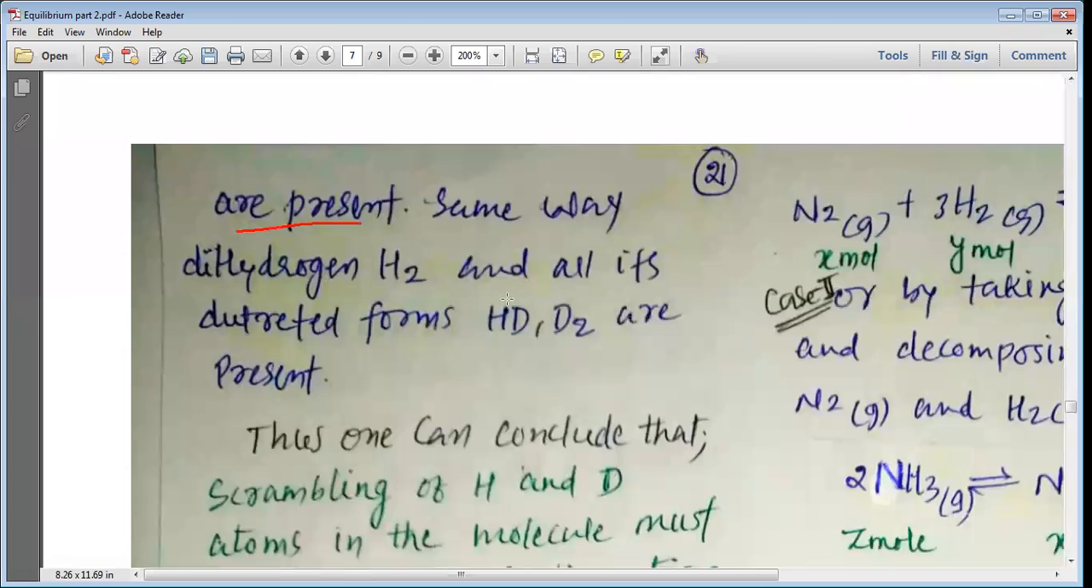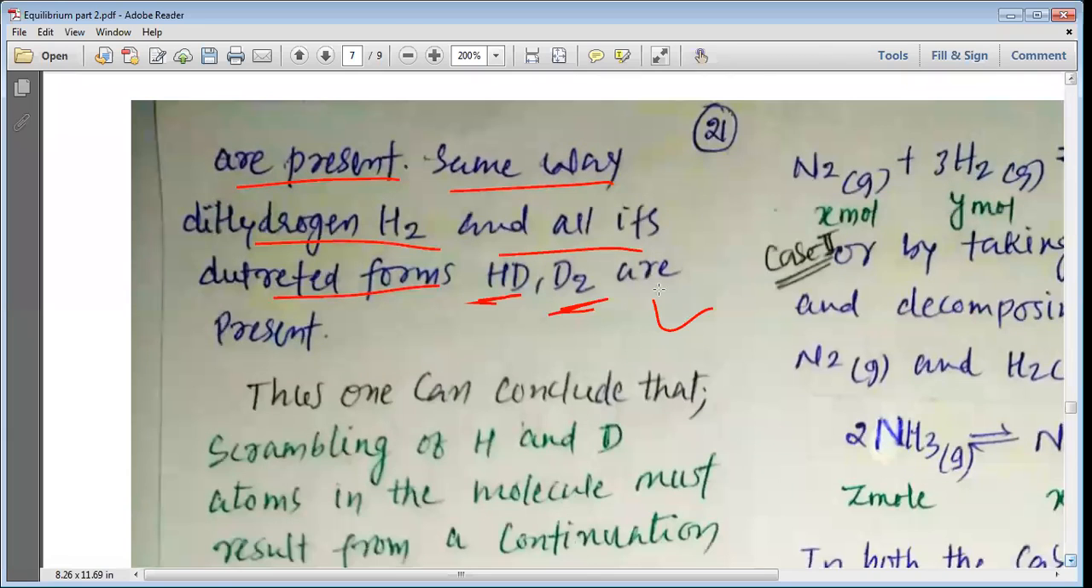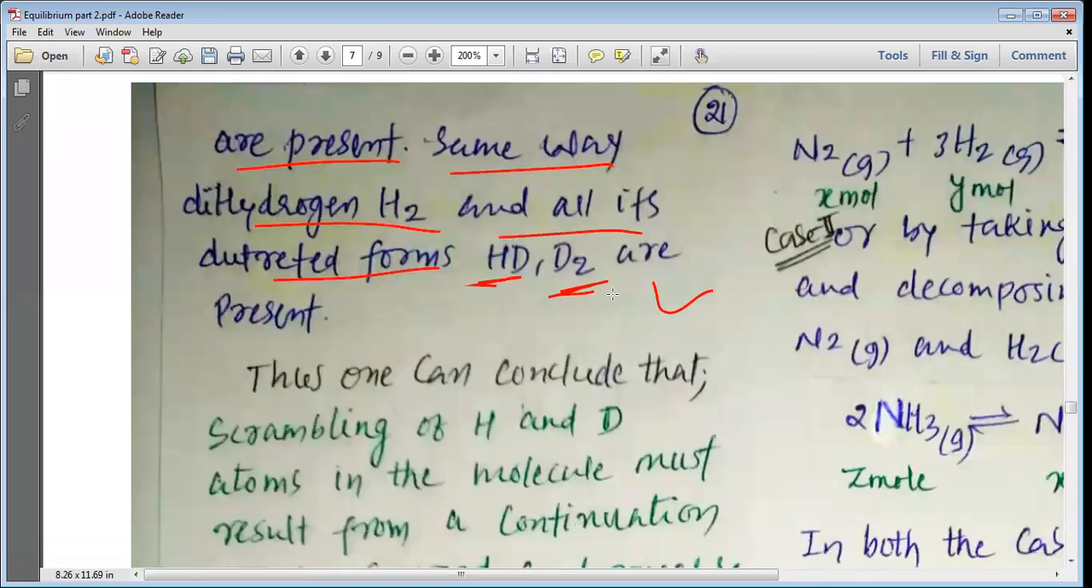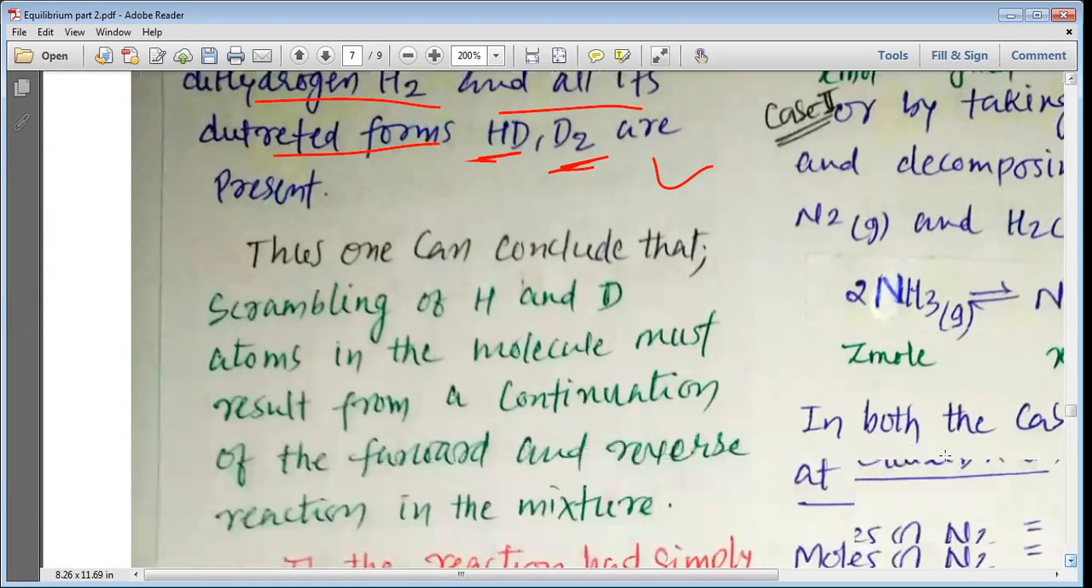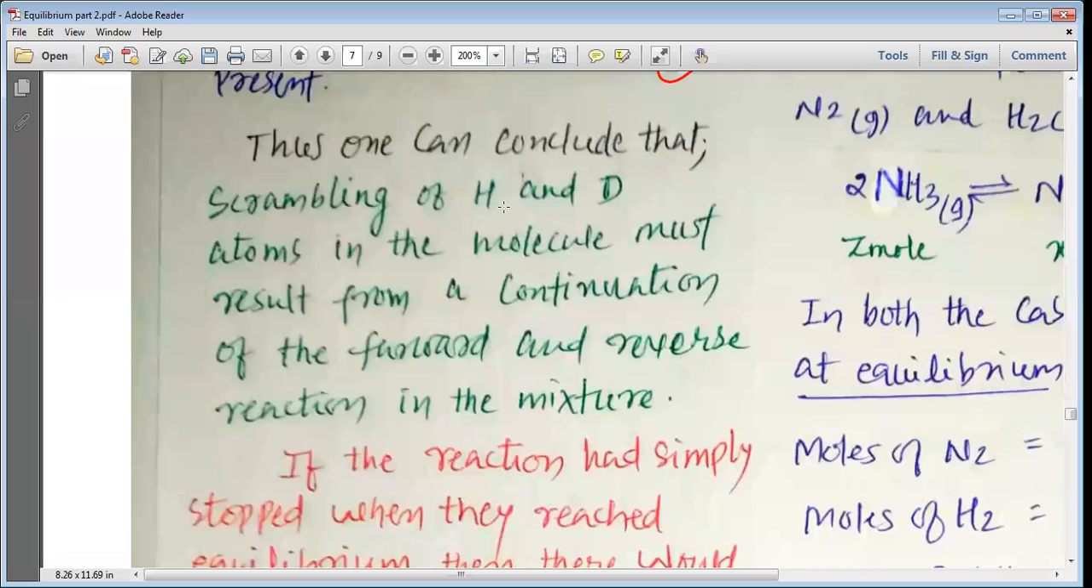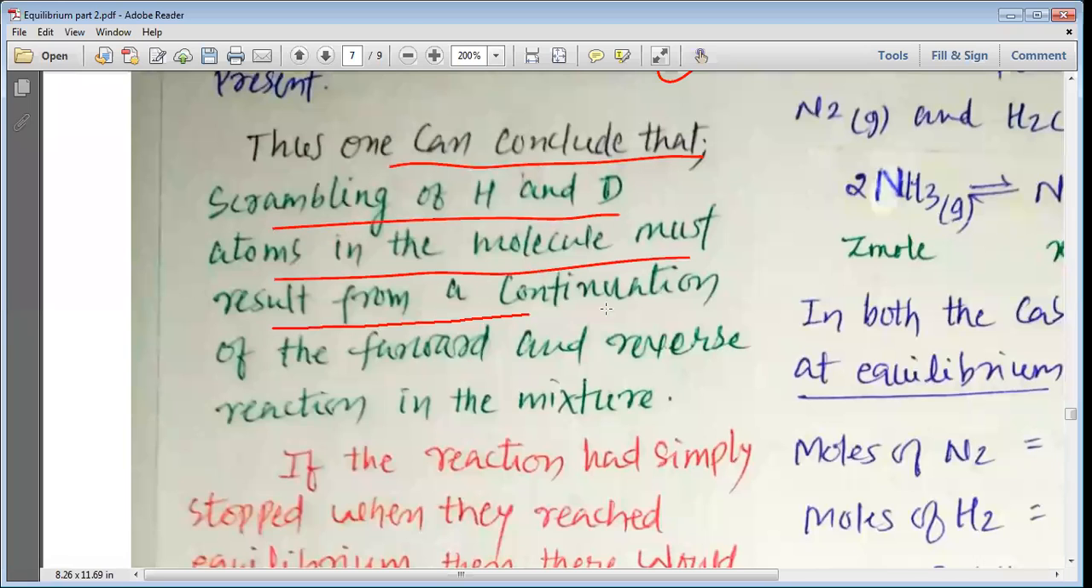In the same way, dihydrogen and all its deuterated forms like HD and D2 are also present at equilibrium. How can this be formed? These are formed by the intermixing of both the reaction mixtures, and there will be some reaction between the hydrogen and deuterium, and between the nitrogen and deuterium, so that all these species are formed. Thus, one can conclude that a scrambling of hydrogen and deuterium atoms in the molecules must result from a continuation of the forward and reverse reactions in the mixtures.